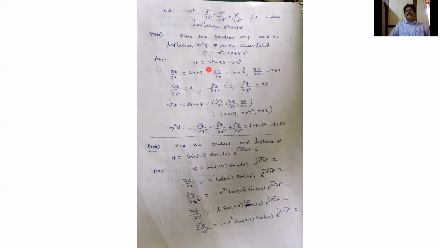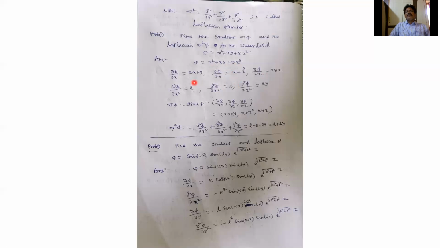the partial derivative with respect to x: for x square, 2x; for xy, y; for yz square, 0. And dou phi by dou y: for x square 0, for xy x, and for yz square, z square, because the partial derivative of y with respect to y is 1. That's why we get only x plus z square. And dou phi by dou z, partial derivative with respect to z: for x square 0, for xy 0, because we treat x and y as constant. For yz square, for z square 2z, 2z into y, 2yz.